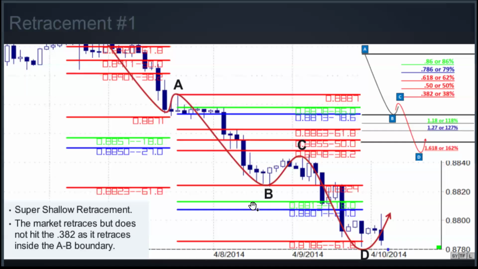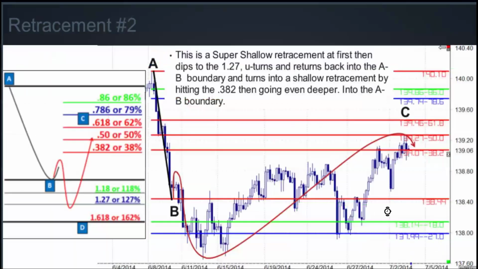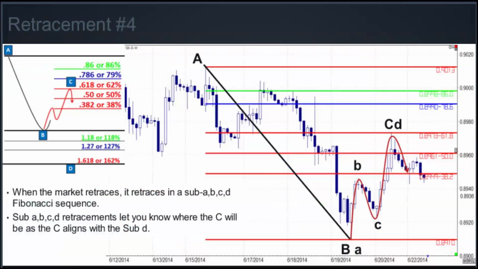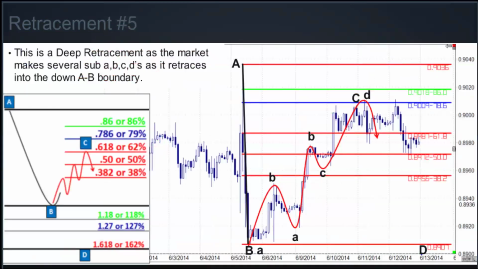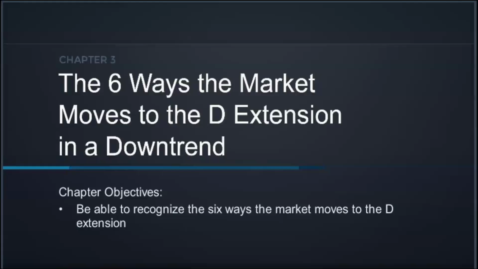Okay, the same for this before the whipping nasty method, where the market will have to take so many days. Let me give you an example. This is whipping nasty, where the market does all this crazy retracement and then boom, it goes to D when you are already tired of the trade.